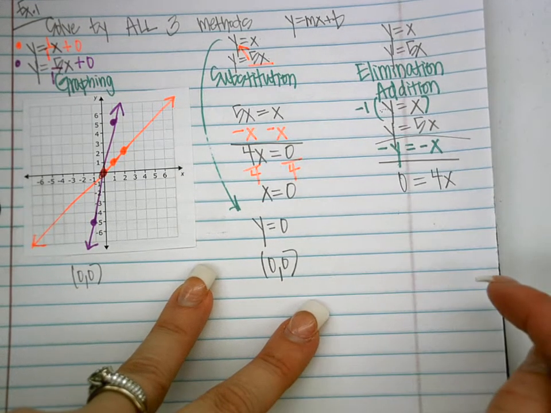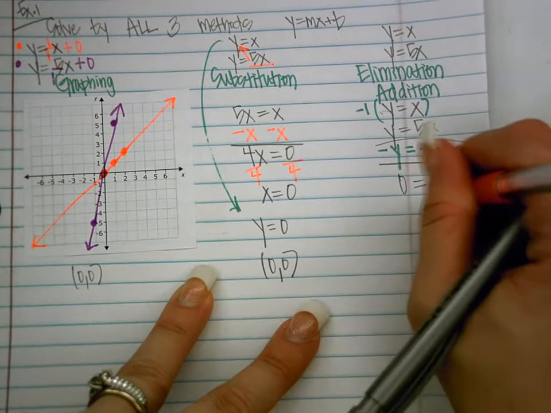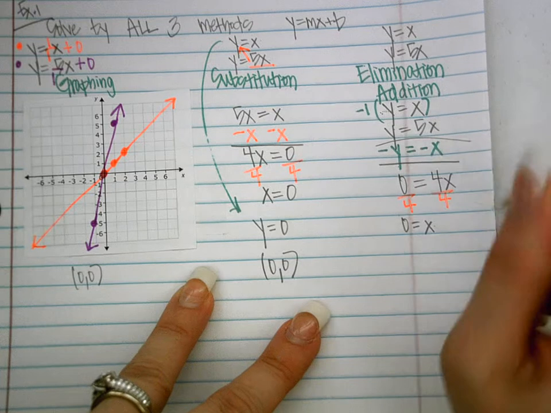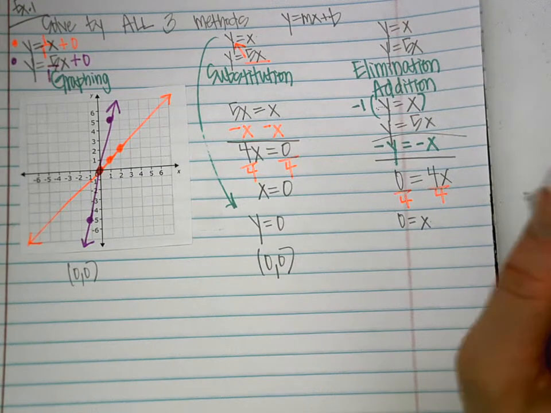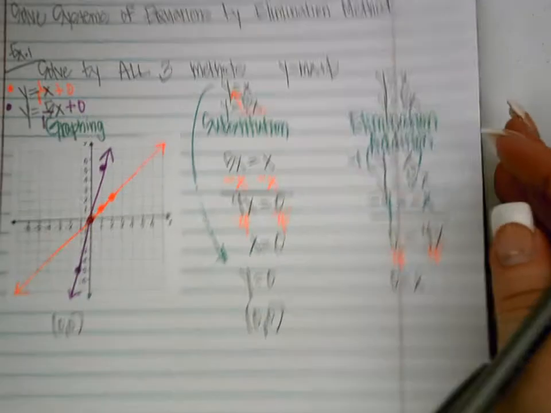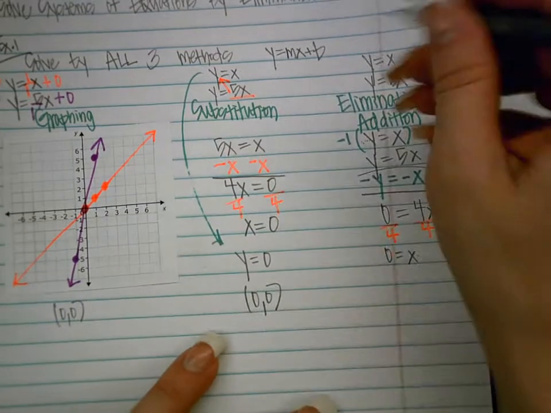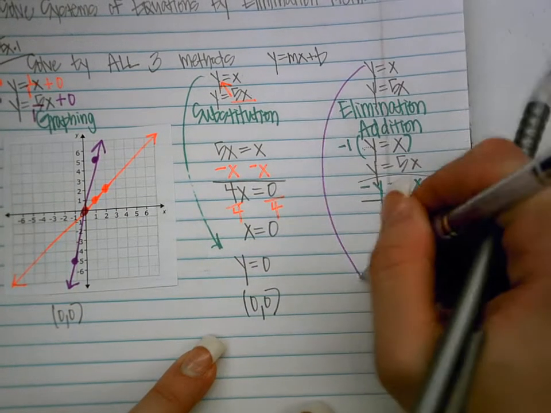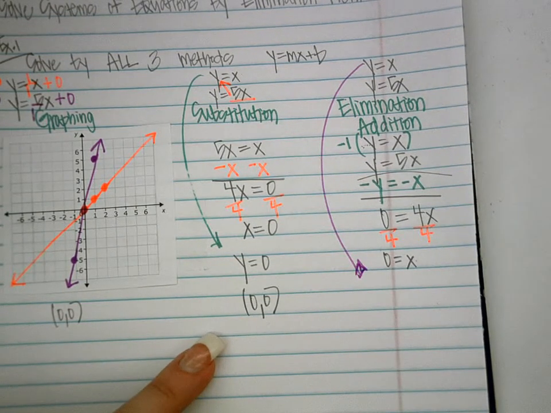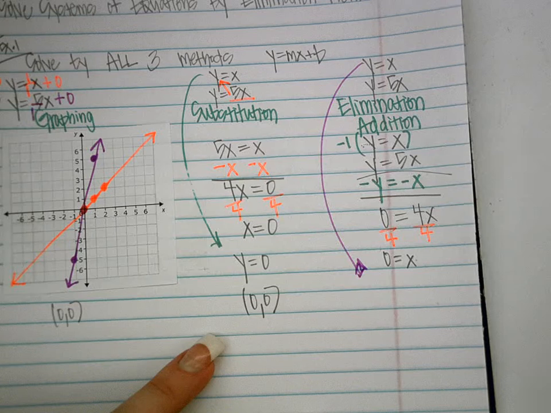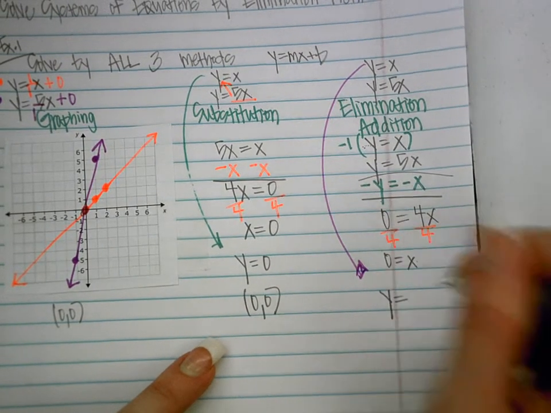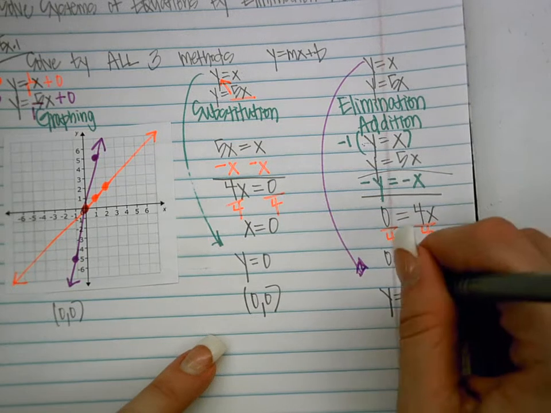Then, how would you solve for x? What would you have to do? Divide by 4. What's 0 over 4? 0 equals x. So that gives you one of your variables. How do you find the other letter? Plug it back in. So plug it back into any of the equations. I would choose the top one. So y equals x, we're plugging in 0 for x. So y would equal 0.